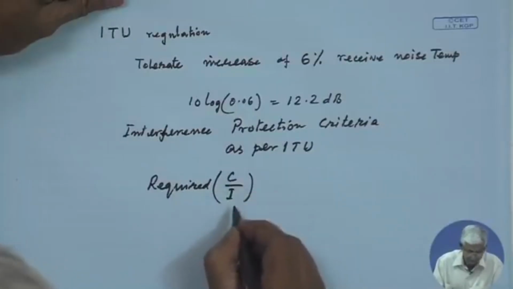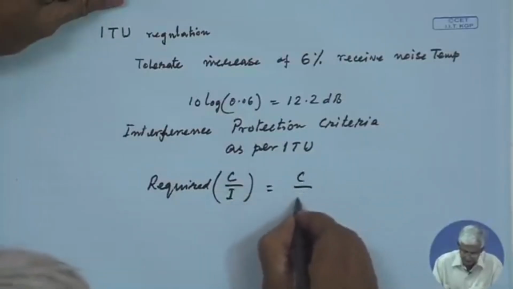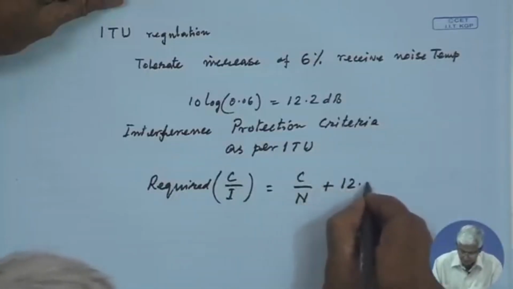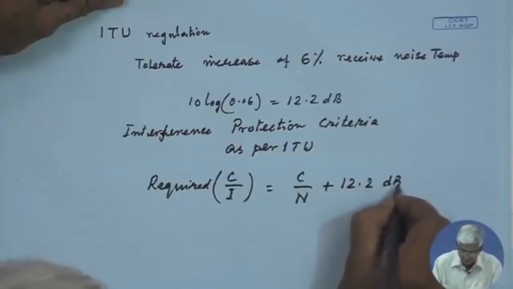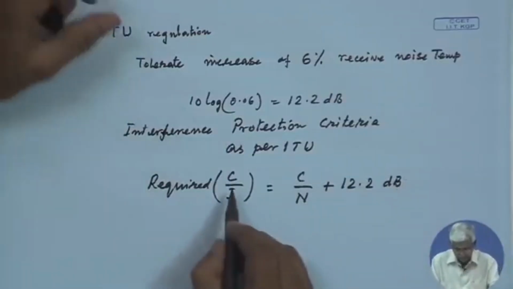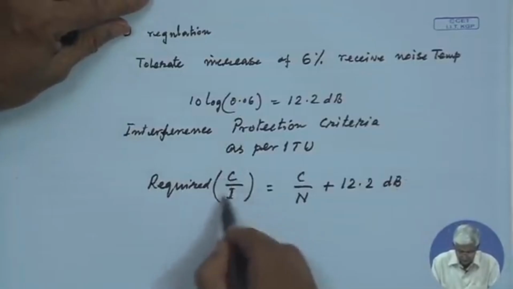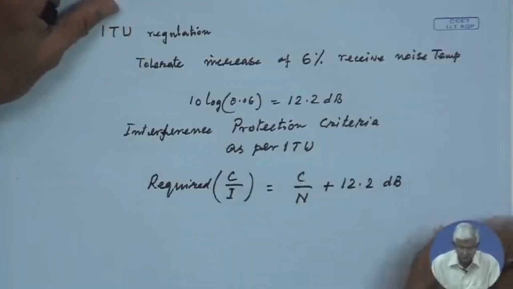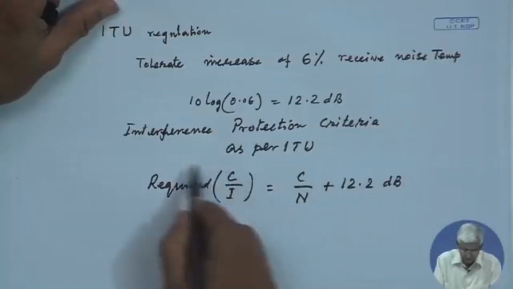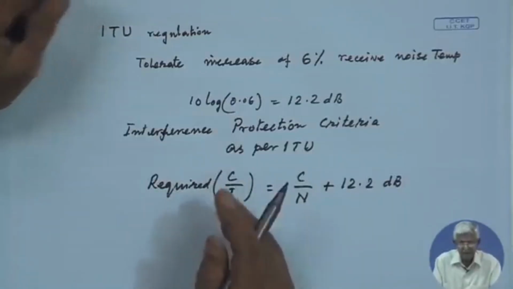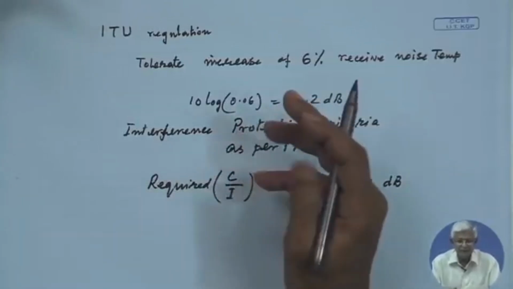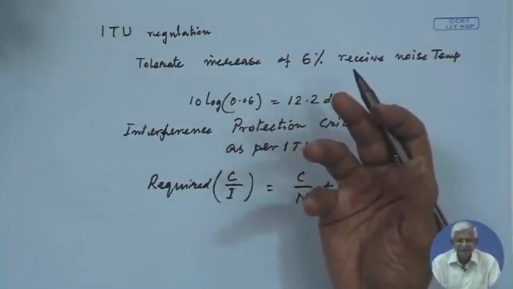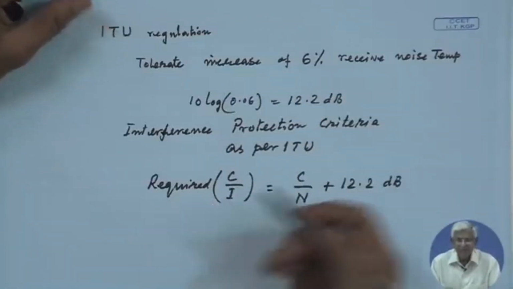So, it is carrier power to interference, the C by N plus 12.2 dB. So, the C by I should be more than C by N by 12.2 dB. So, that should be your required C by I, but when you are actually operating, the available C by I will be maybe more than this or maybe less than this.